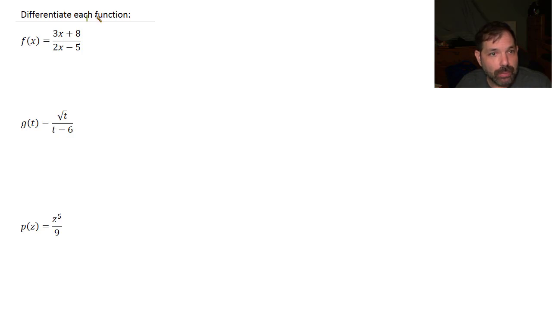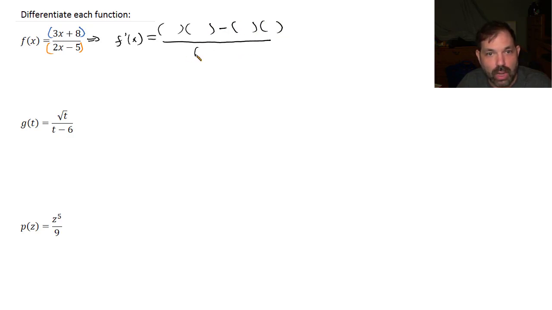So the top, right? The top is the 3x plus 8. So I'll think of that in blue. And the bottom is 2x minus 5. I'll think of that in orange. So then f prime of x would be, maybe it's a good idea to build some structure here. We're going to have 1, 2, minus 3, 4. We're going to have 4 factors in the numerator, and we're going to have something square in the denominator.